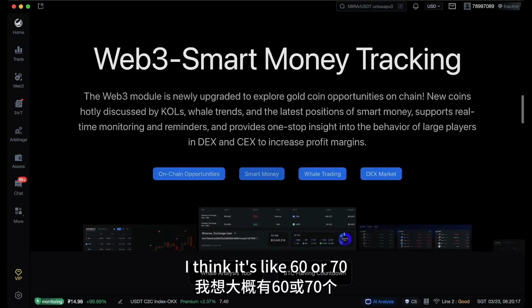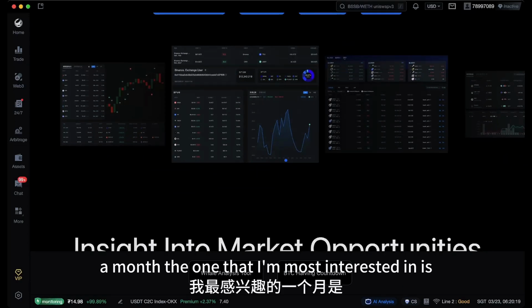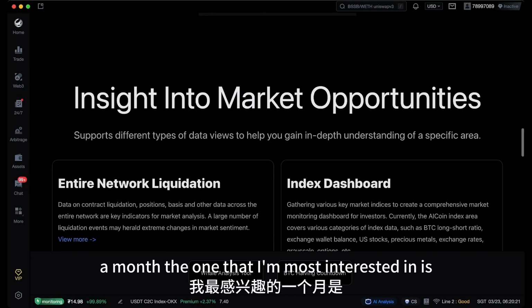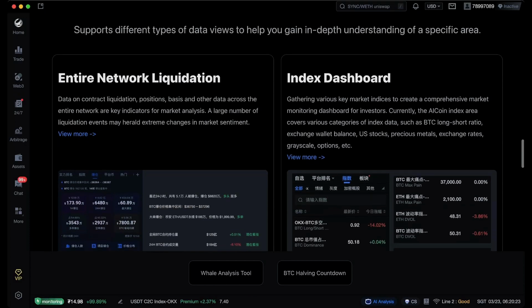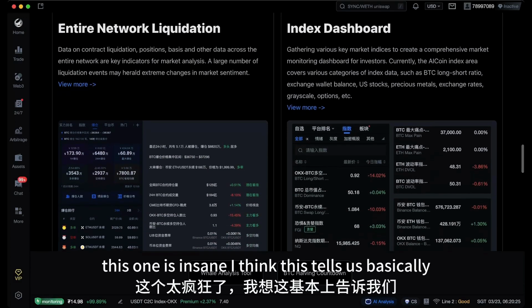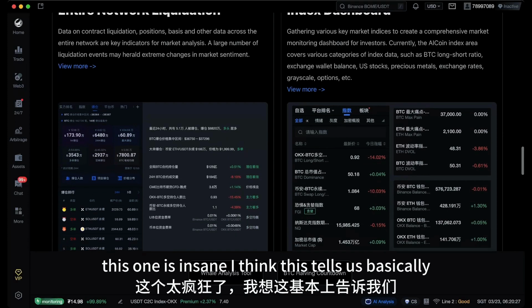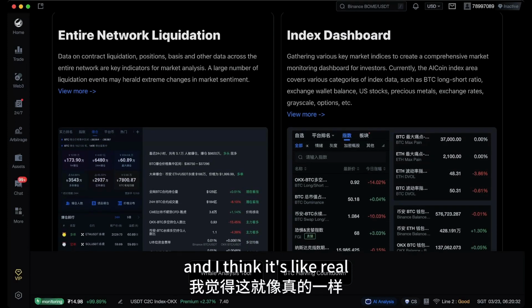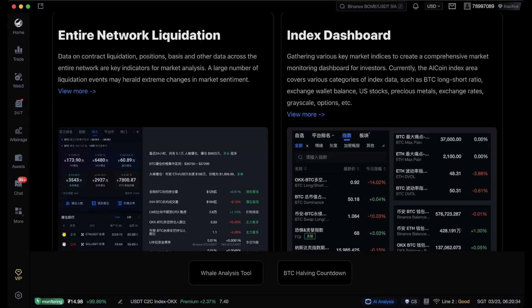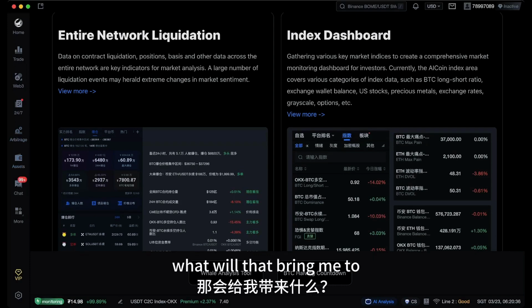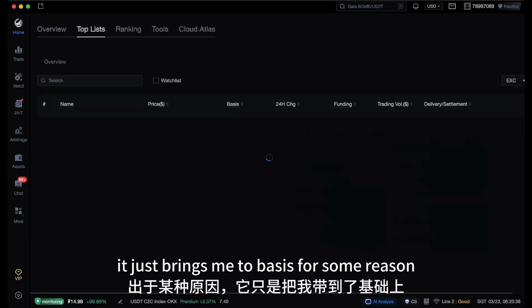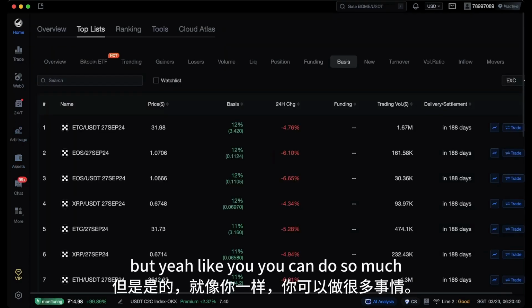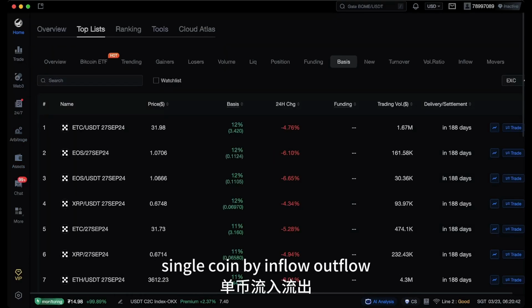On-chain opportunities, whale trading. I'm probably going to get their premium. I think it's like 60 or 70 a month. The one that I'm most interested in is entire network liquidation. This one is insane. I think this tells us basically every single potential liquidation scenario, and I think it's real people's liquidations or something. If I click view, what will that bring me to? It just brings me to basis for some reason.